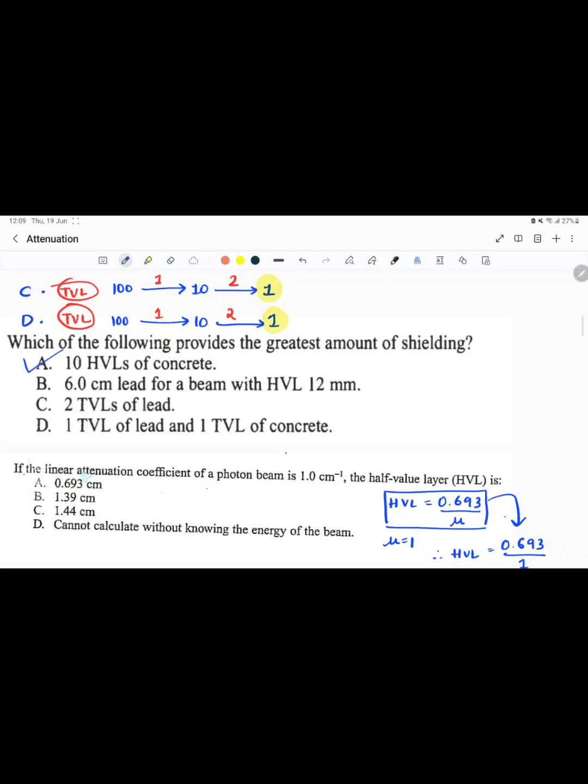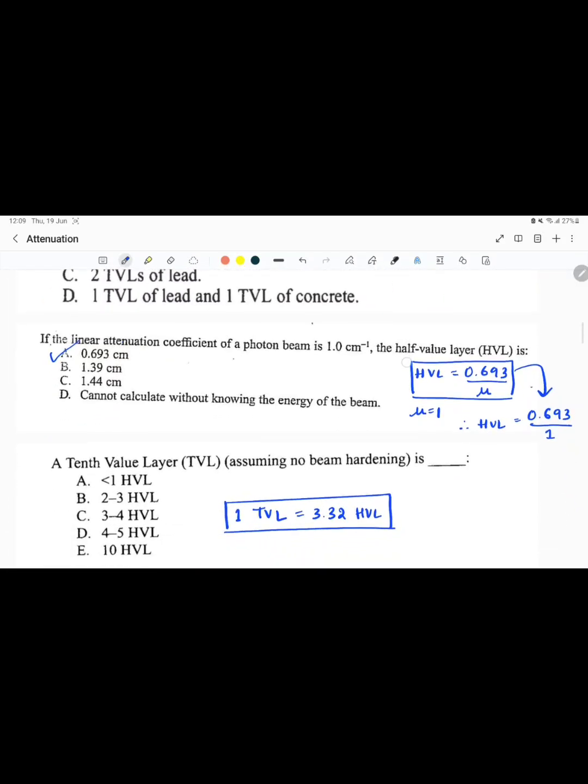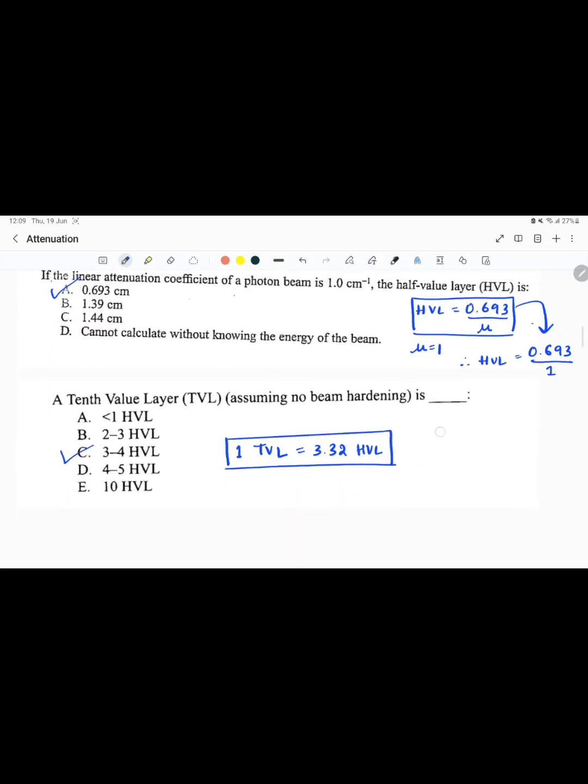Okay, if the linear attenuation coefficient of a photon beam is 1 per centimeter, the half value layer is, as we know, the formula HVL is equal to 0.693 by mu, where mu is the linear attenuation coefficient, which is 1. Then HVL will obviously be 0.693 by 1. The next question, the TVL, assuming there is no beam hardening, is, as we know, this is the formula, so the option over here is 3 to 4 HVLs.